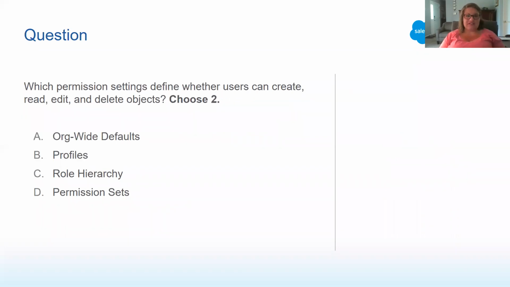Which permission settings define whether users can create, read, edit, and delete objects? Choose 2. Maybe I'll call on somebody if nobody says anything. So go ahead. Meredith, what you got? A and B. Oh, we got B, one of them. D is the other one.